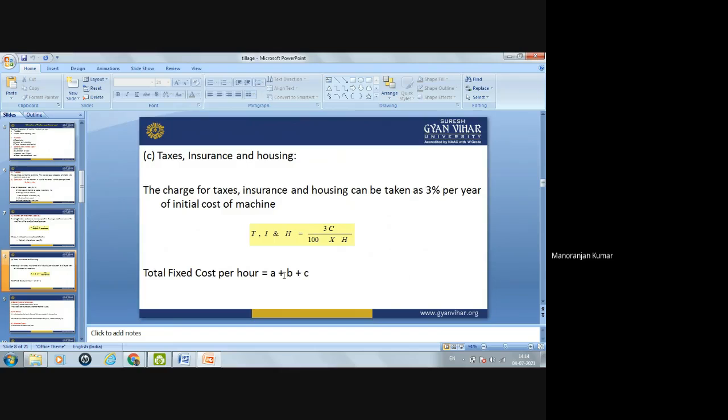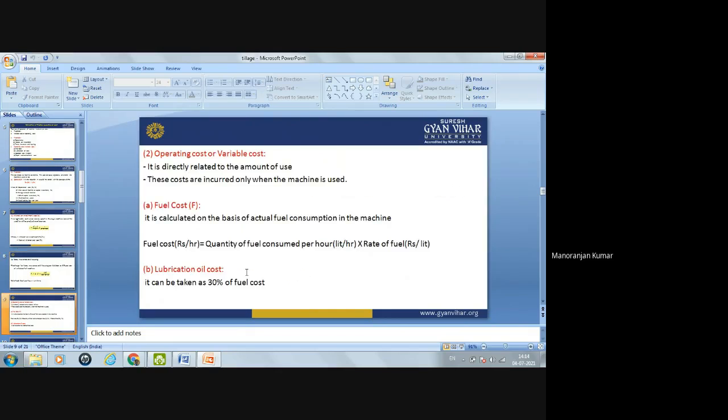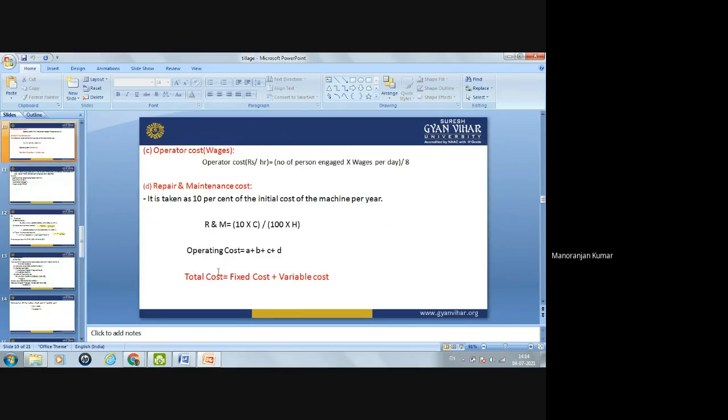Okay, and you add A plus B plus C, all these things, and you will get the total fixed cost. Now, similarly, for operating cost, you can calculate by this equation. First, you have to calculate fuel cost, lubrication cost, operator cost, and repair and maintenance cost, and add all of them for this operating cost, the variable cost. And in the last, total cost is equal to fixed cost plus variable cost.